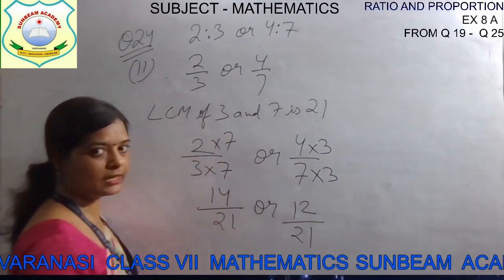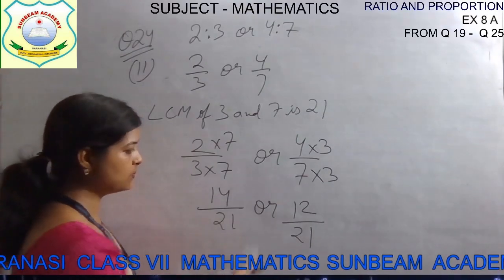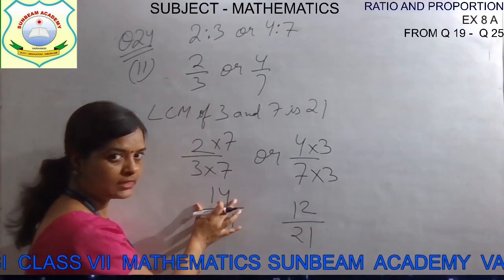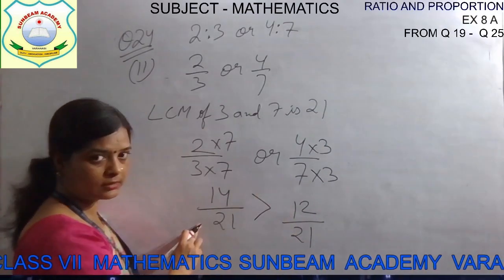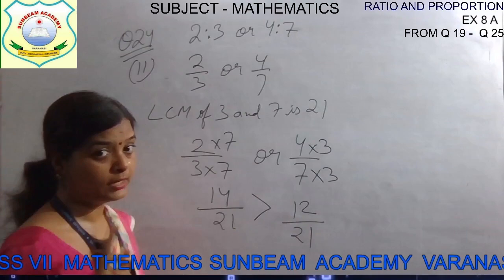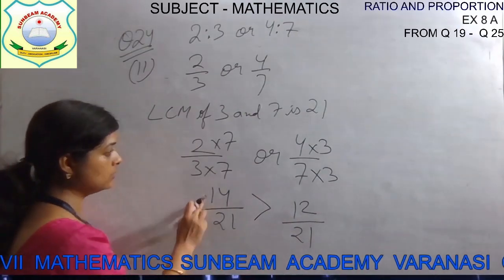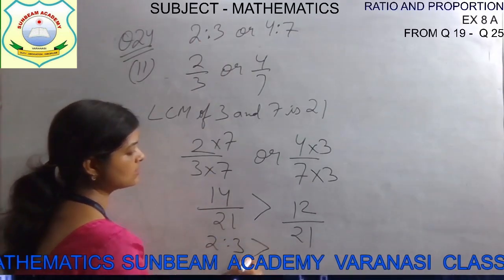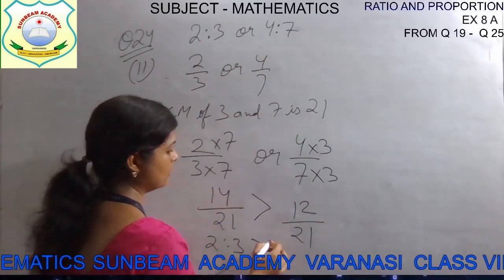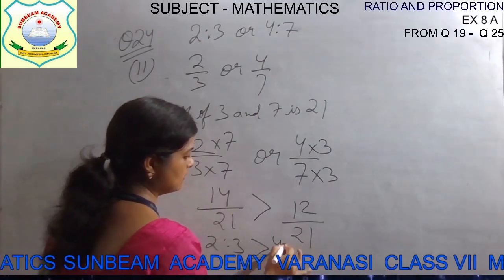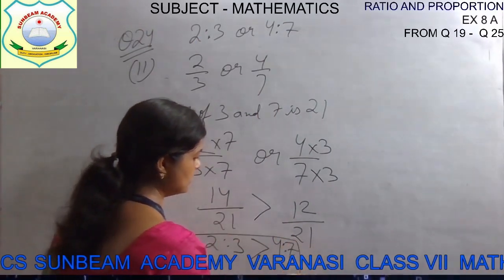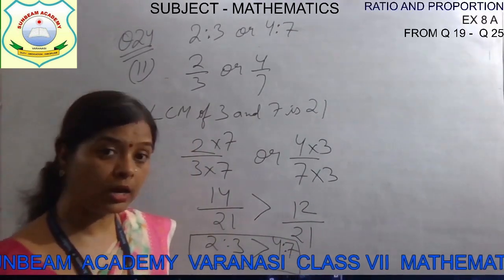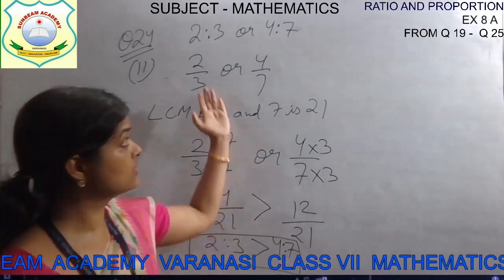Now the denominators are equal. Which part is greater, children? This part. In the numerator, see the numerator. Which is greater? 14 is greater than 12. So this fraction is greater than this one. Now no need to call it a fraction. This is a ratio. This belongs to which ratio? 2:3. So that's why 2:3 is greater than 4:7. So write this down. Okay, 2:3 is greater than 4:7. So in this way we can solve the questions of which one is greater.